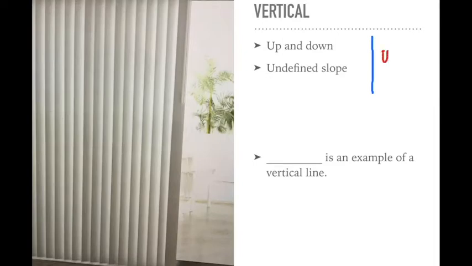When something is vertical, it's basically going up and down. And when things go up and down, especially lines, we say that they have an undefined slope. An example of this would be vertical blinds. We have different kinds of blinds, but the vertical blinds go up and down, and they tend to be long and right in front of some sort of glass sliding door. The y-axis is an example of a vertical line because it goes up and down with no slope.